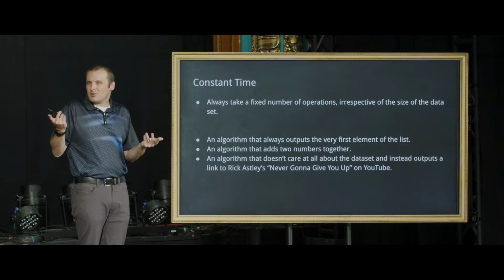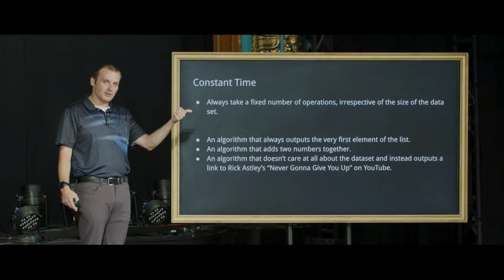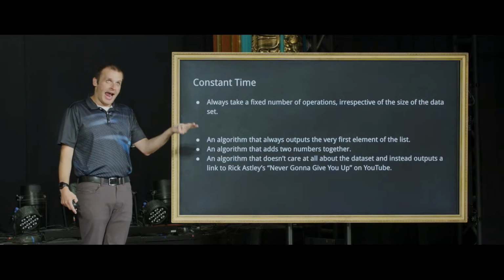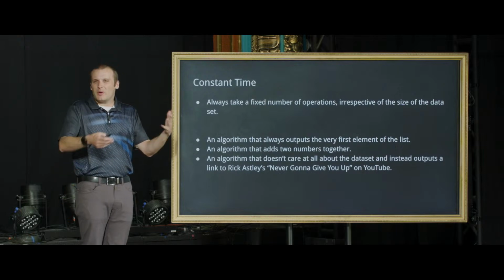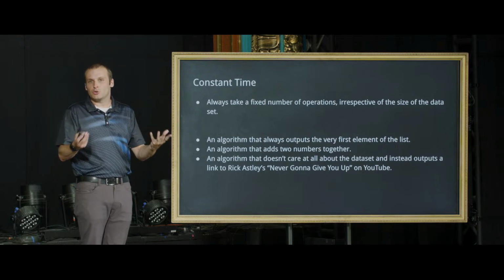An algorithm that adds two numbers together is also a constant time operation. It's not one step per se, maybe it's four if you think about it. We need to get the first number, get the second number, add them together, output the result, but it's always some constant number of steps. There's no trickery.